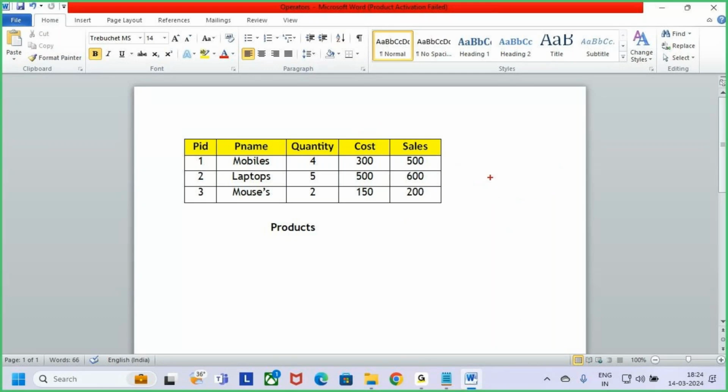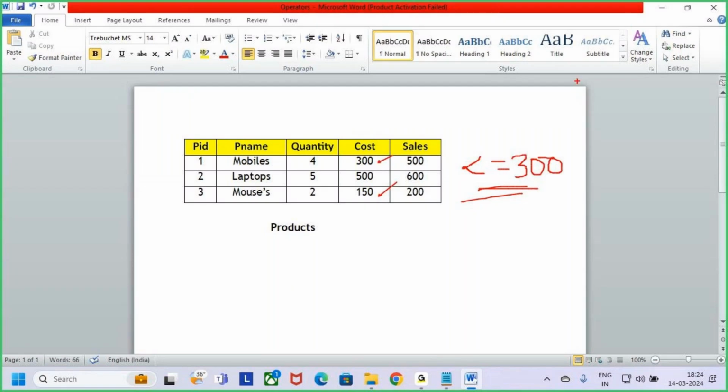Next, I want to know the products where the cost price is less than or equals to 300. How many products are there with cost price less than or equals to 300? 2 products. One is what? Mobiles, and second is what? Mouses. So these are the 2 products where the cost price is less than or equals to 300. Based on the values in the cost column, I want to understand which products are less than or equals to 300. So there are two products, one is mobiles and the second one is mouses.